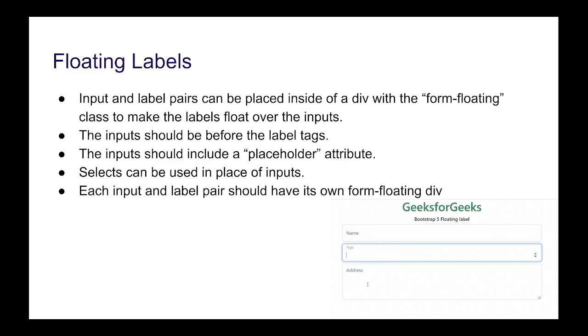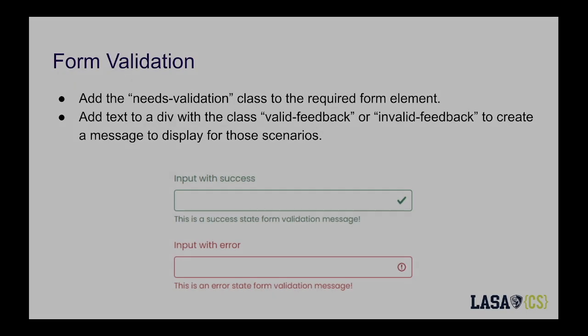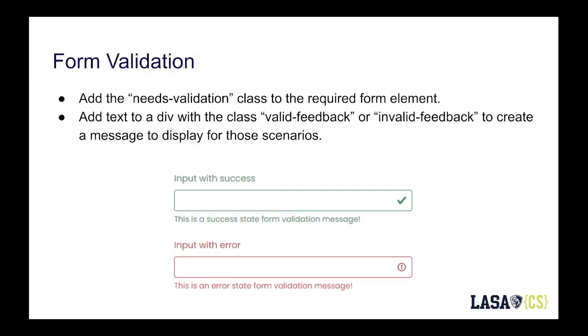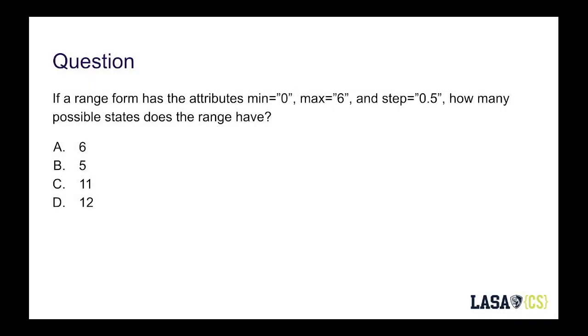Selects can be used in place of inputs here, and each input and label pair should have its own form-floating div. Add the needs-validation class to any form element that you want to be required before submitting. You can add text to a div with the class valid-feedback or invalid-feedback to create a message to display for those scenarios, just like these down here.